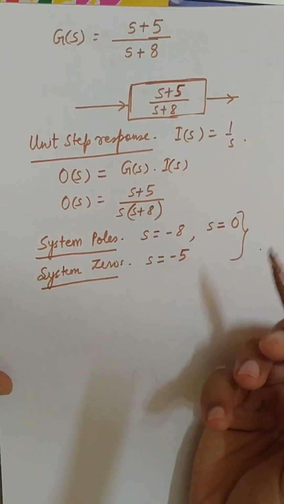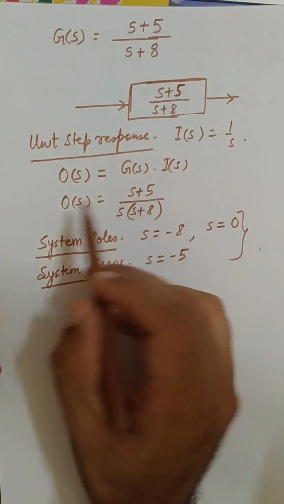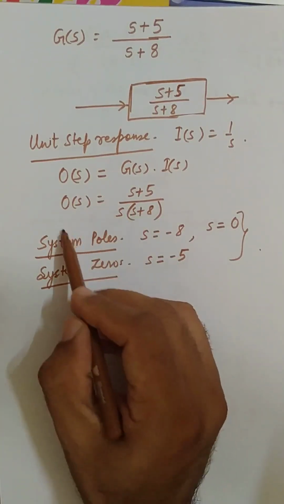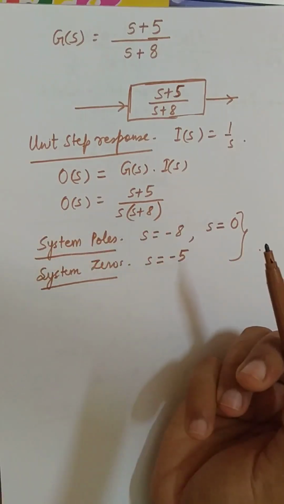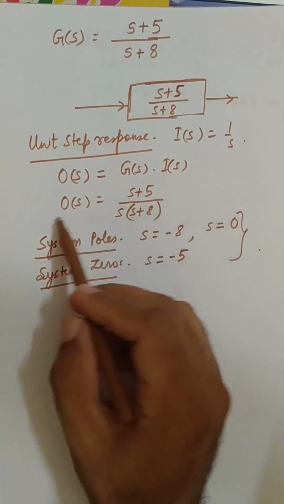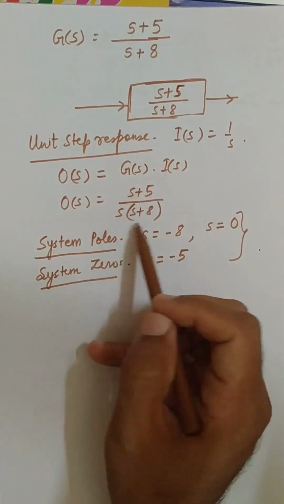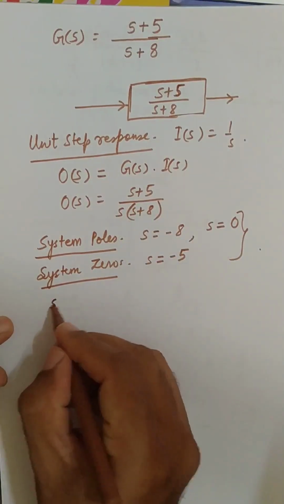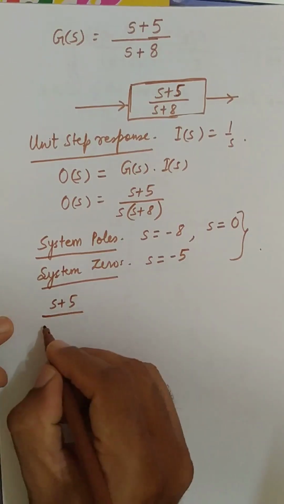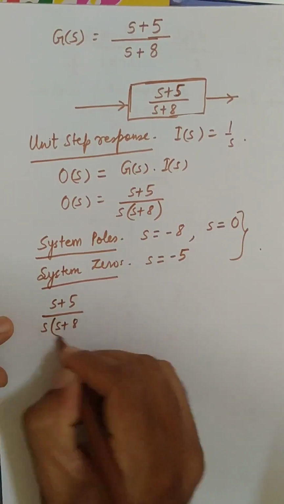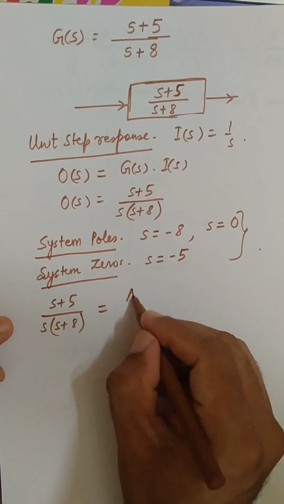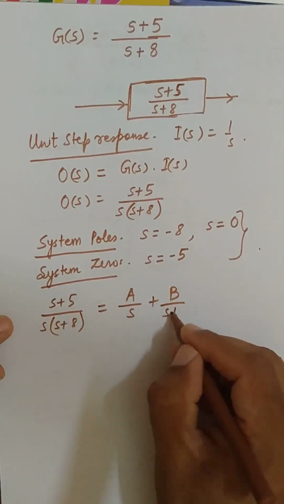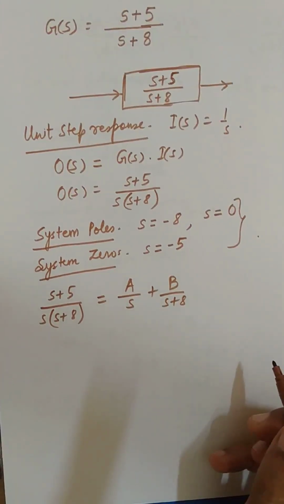So if I want to find the response of the system, I need to take the inverse Laplace transform on both sides. So I'll find C(s), I'll find c(t), if I take inverse Laplace transform on both the sides. But how would I do that? For that, I'll have to take the partial fraction of this thing. So s plus 5 upon s times s plus 8, I can write this to be equal to A upon s plus B upon s plus 8.